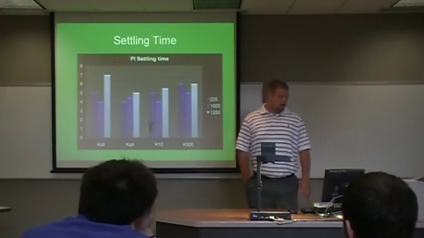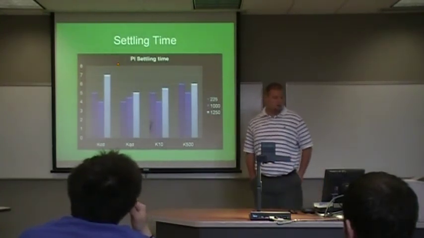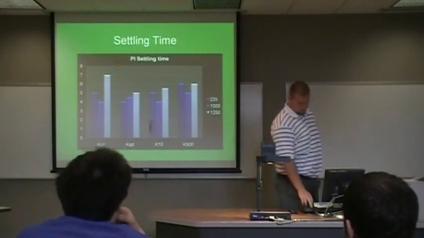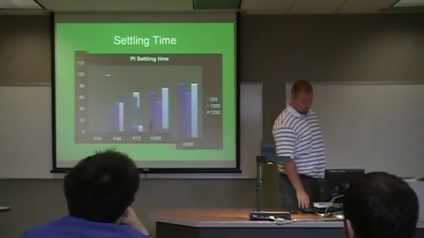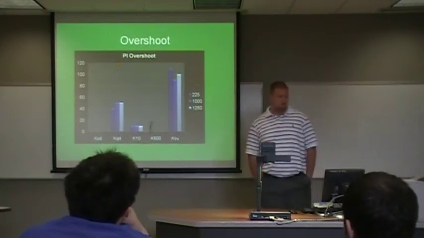Settling time, again, except for critical damping where the 1250 is a little higher, everything else is pretty much in agreement to one significant figure. And then overshoot, again, is pretty much all the same across the board.